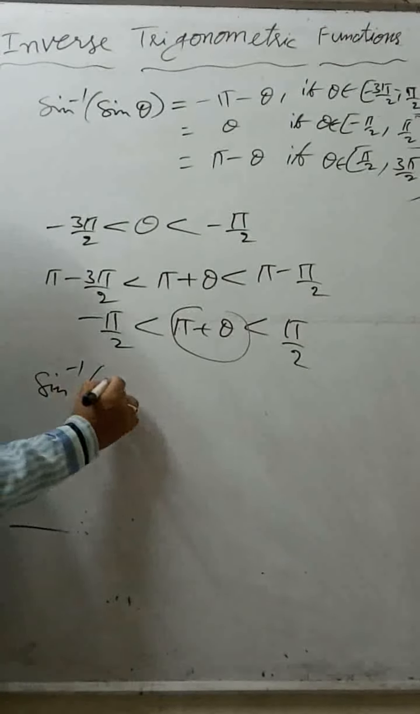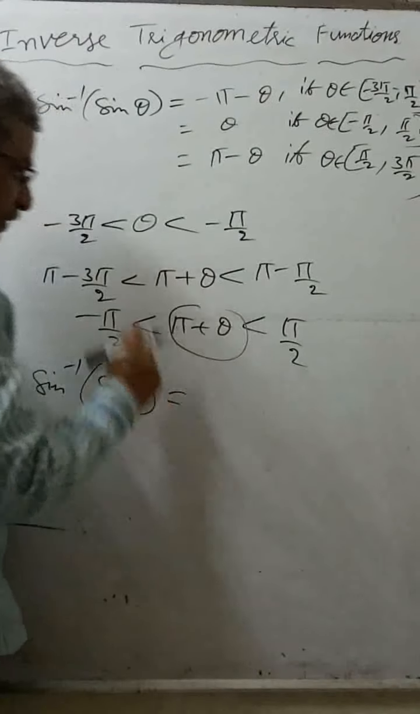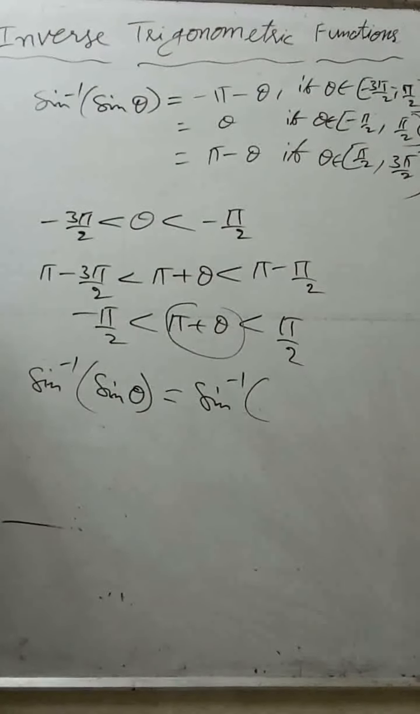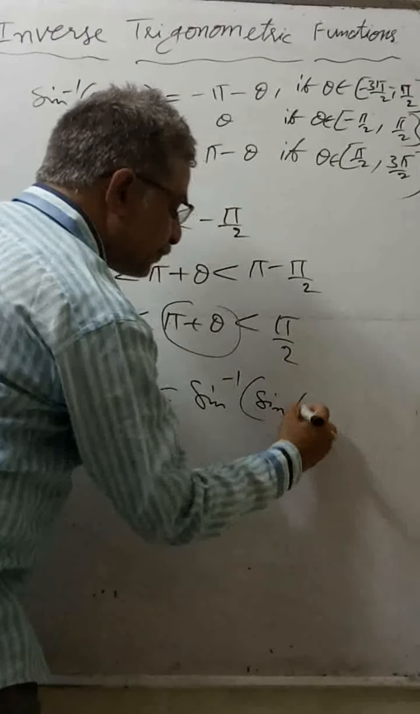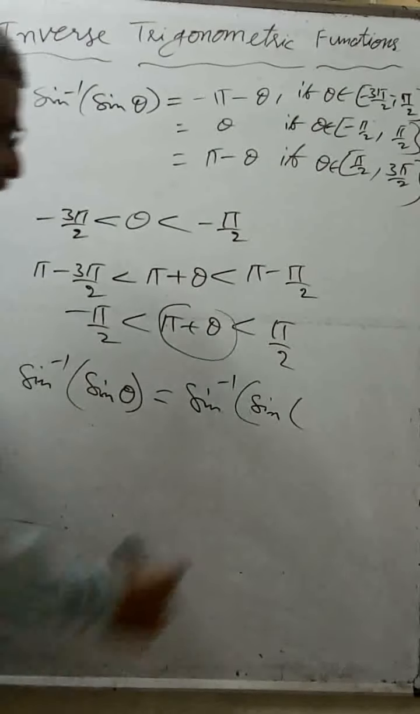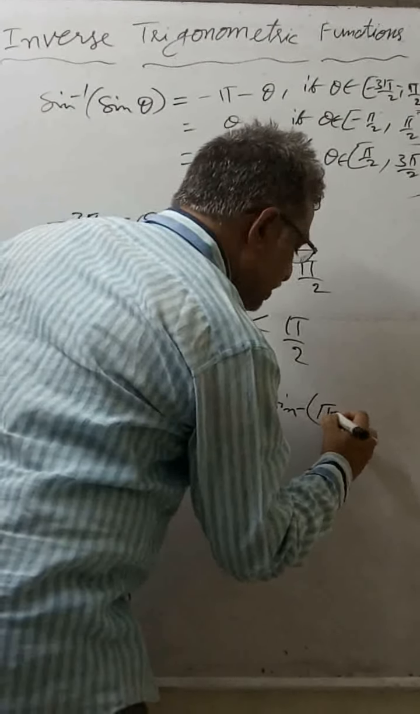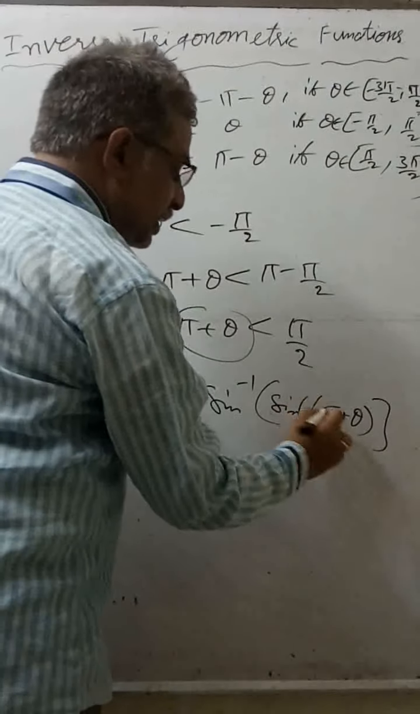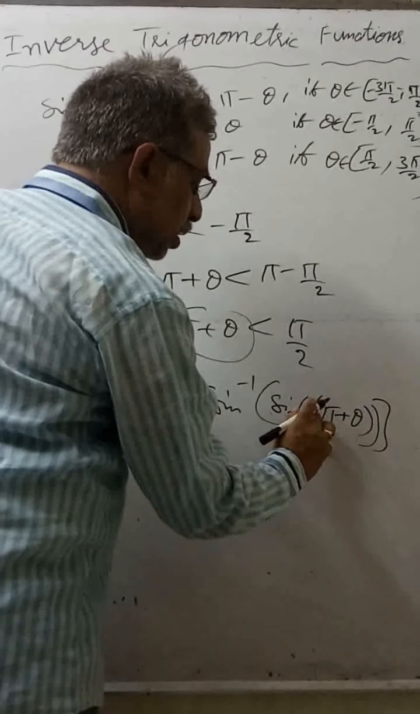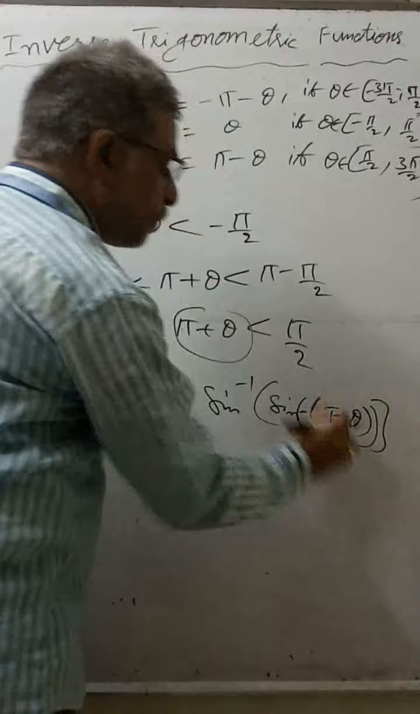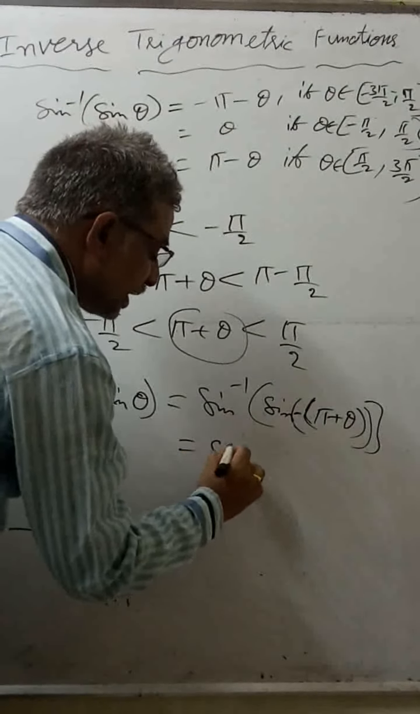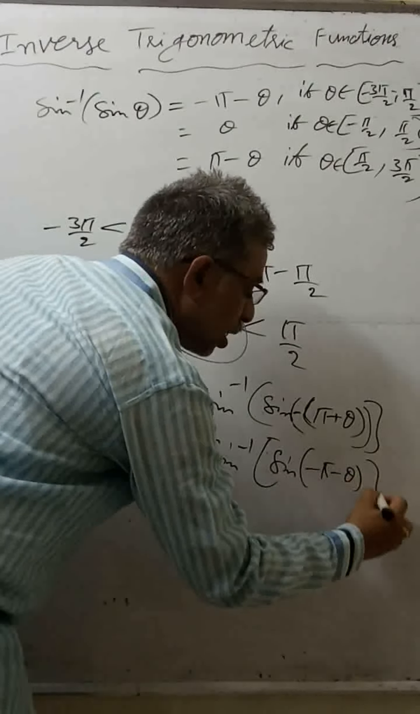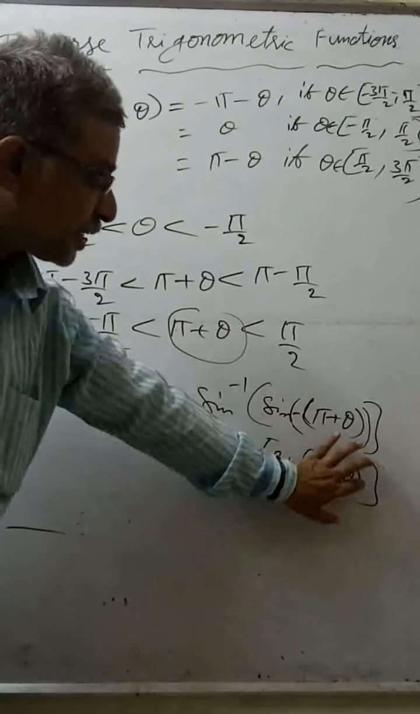Sin inverse of sin theta, if theta lies between these two, I can write sin inverse of sin of this theta as minus of pi plus theta. Why minus of pi plus theta? Sin of pi plus theta: sin is negative in the third quadrant. Now minus of this minus becomes automatically positive. So what I want is sin inverse of sin of minus pi minus theta. Now this is sin inverse of sin theta.